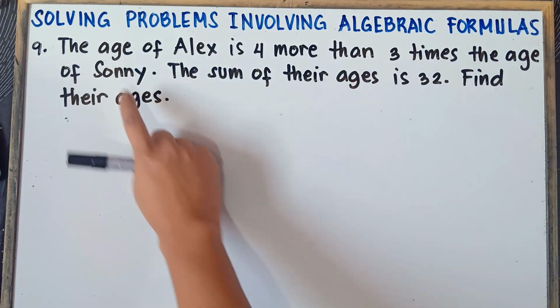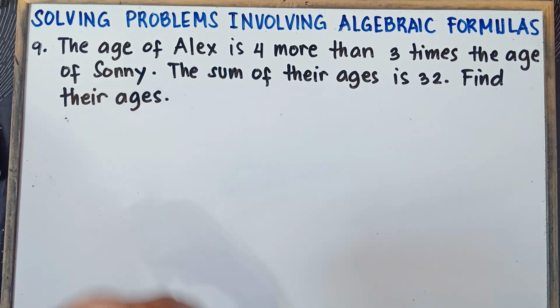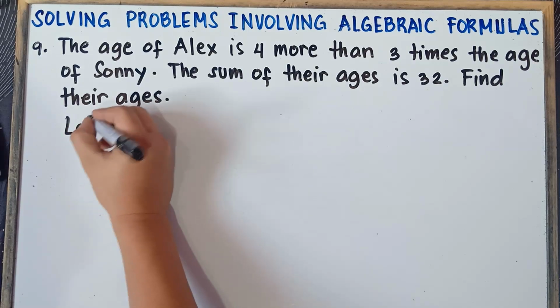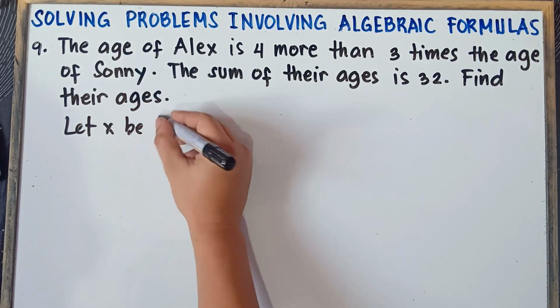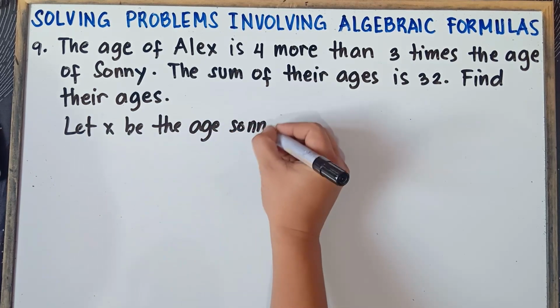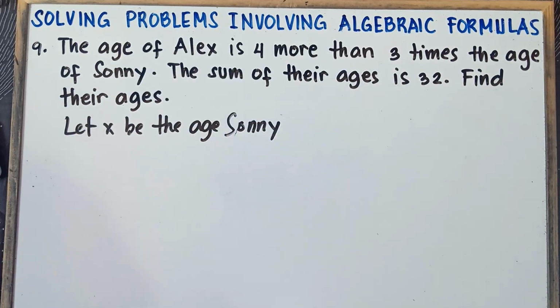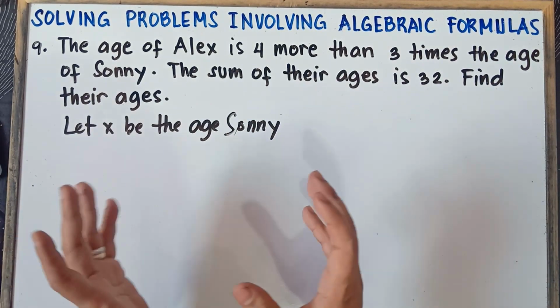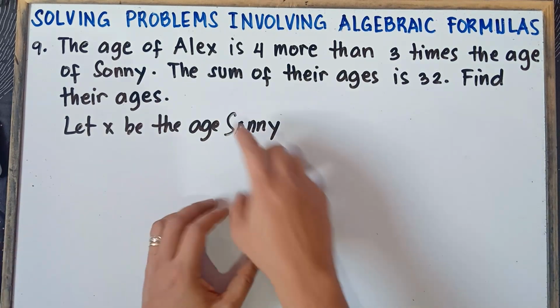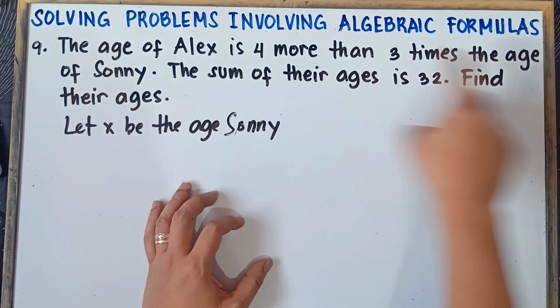Now, it says right here, class, that the age of Alex is 4 more than 3 times the age of Sonny. We don't have any clue, class, for the age of Sonny. So, therefore, we let x be the age of Sonny. Now, you'll be asking questions, sir, why do we let x be the age of Sonny? Once again, class, we do have the idea that the age of Alex is 4 more than 3 times the age of Sonny.